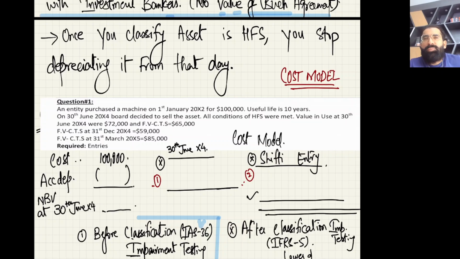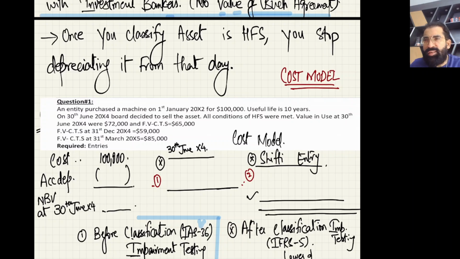Now, very important information, and I'm sure you know it. Once you classify a non-current asset as held for sale, you stop depreciating it from that day, obviously. Why? Because now it's a current asset. When you shift a non-current asset into a current asset, you are not allowed to depreciate it.